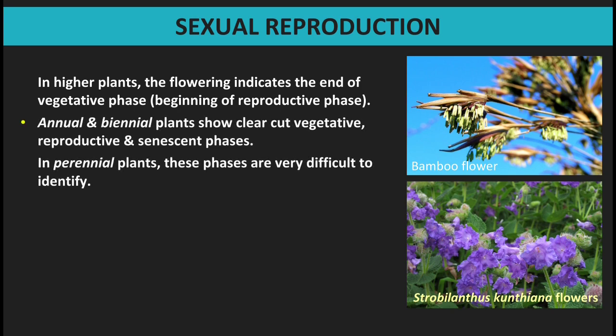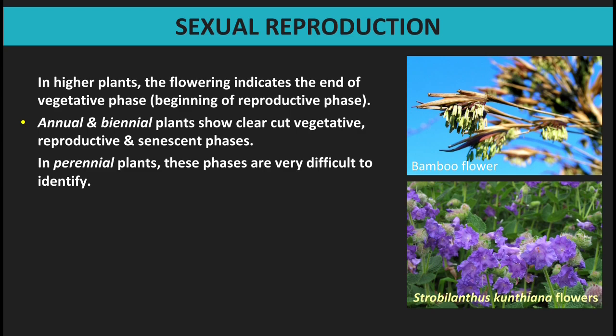right? So it is described here that annual and biennial plants show clear cut vegetative, reproductive, as well as senescent phase. One thing I forgot to mention is that in animals the early phase is called the juvenile phase, but in plants the same early phase is called the vegetative phase, right? So here in higher plants the flowering indicates the end of the vegetative phase, and it tells us about the beginning of the reproductive phase.